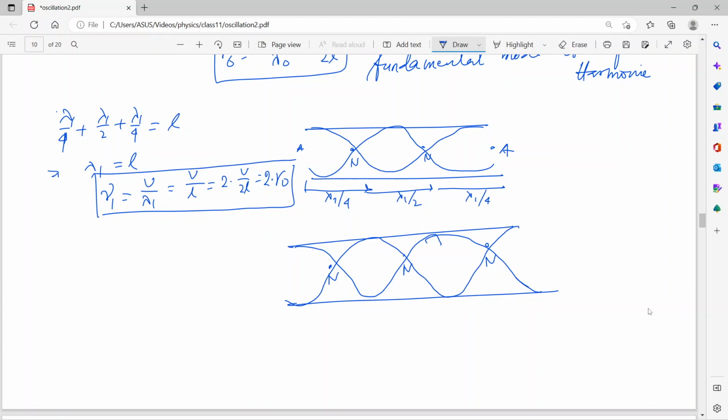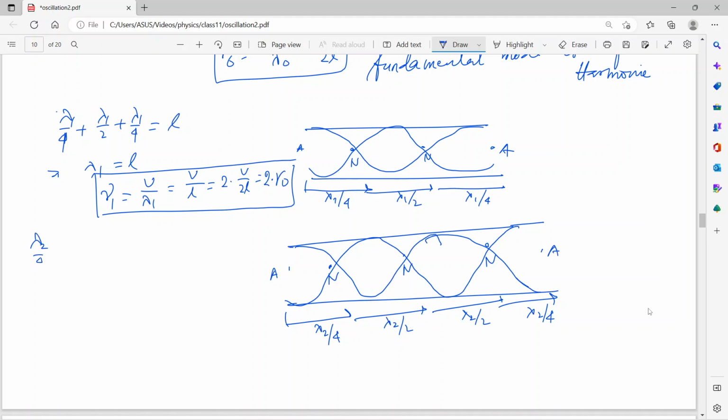It should be like that. So, there is antinode, there is antinode. So, what we know? Antinode to node is lambda 2 by 4, node to node is lambda 2 by 2, node to antinode is lambda 2 by 4.